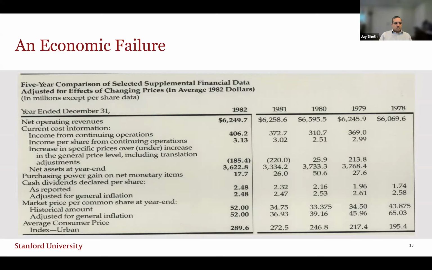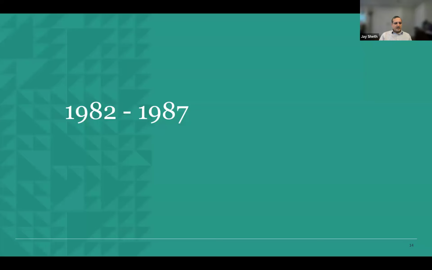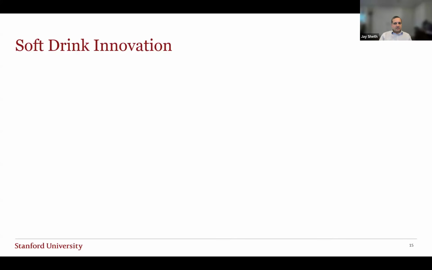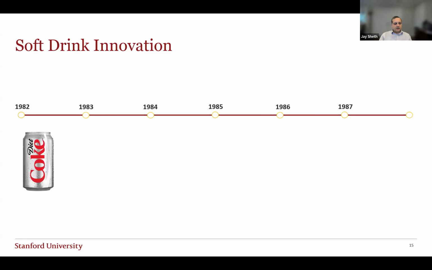So now let's go to the tenure of new management between 82 and 87. Again, the years between when new management took over and when Buffett invested. So over those 5, 6 years, you saw a lot of innovation on the soft drink side. So we talked about Diet Coke, introduced in 1982. It was an instant hit.